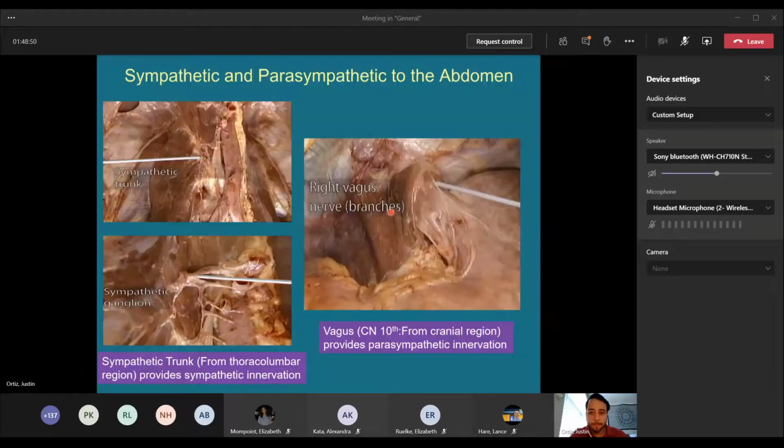Let's see. So you have your sympathetic and parasympathetic to the abdomen. So again, sympathetic trunk is basically going to be running on the lateral sides of your vertebrae. So going down your vertebrae, your sympathetic trunk is running down the lateral side, almost close to the transverse processes. Remember the side things that are coming out of the vertebrae? That's your sympathetic trunk, basically, just going straight down.